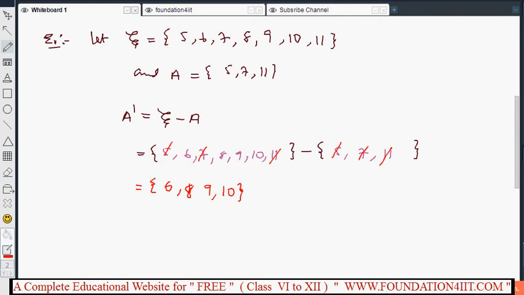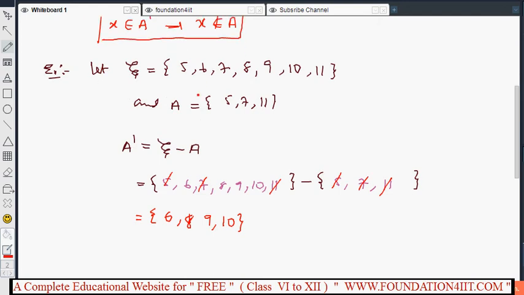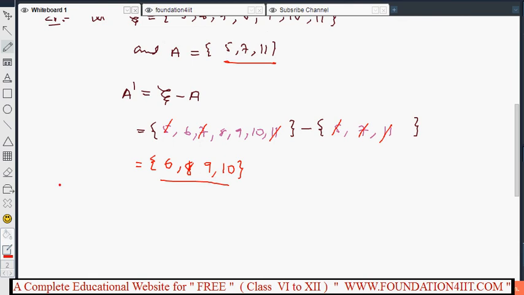So if any element is in A complement, it is not in A. According to the rule we have seen previously, if x belongs to A dash, then x does not belong to A. So here, if you observe, A is 5, 7, 11 and A dash is 6, 8, 9, 10. There is nothing in common. Based on this we can state two rules: A union A dash is the universal set because all the elements combine, and A intersection A complement equals null because there are no common elements, so they are disjoint sets.